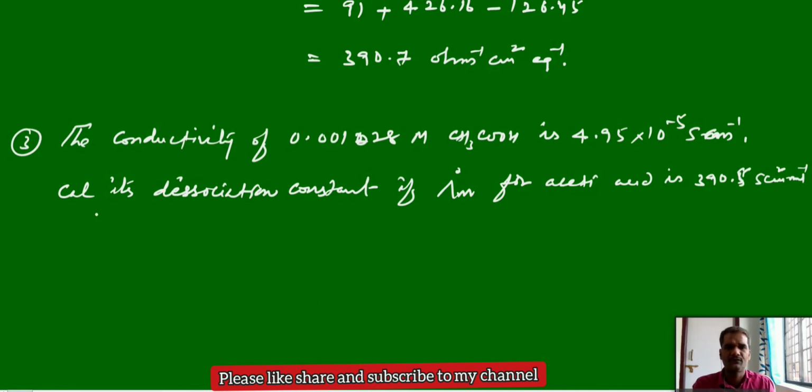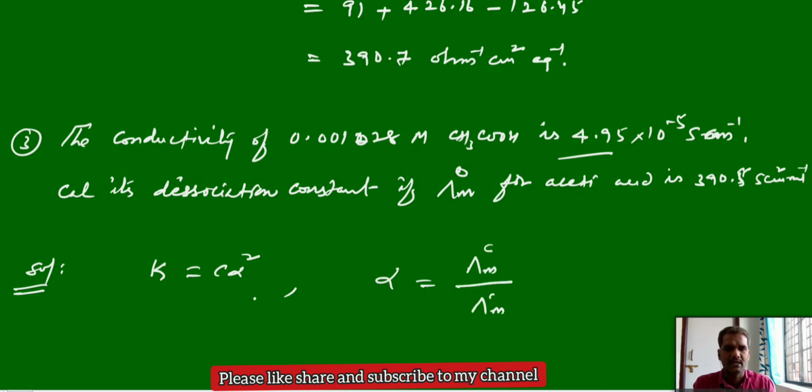This is 390.5, and they gave the conductivity of the acetic acid and the concentration is given. We have to calculate the dissociation constant K dissociation, where at infinite dilution is also given, 390.5. So for this solution directly we know that K equals C alpha square. I mean just you can identify the alpha value, that is molar conductance at concentration C by molar conductance at infinite dilution.